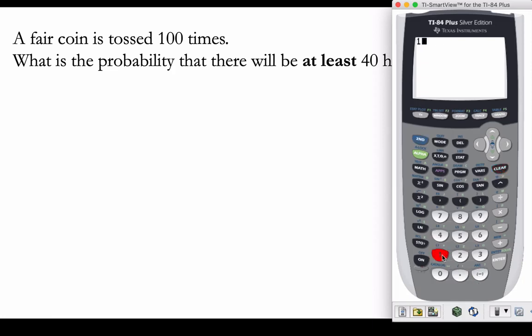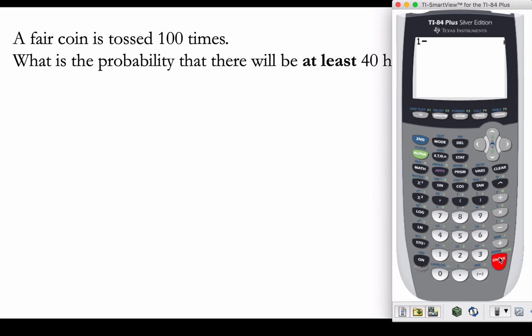But I think I can do it this way. Let me do 1 minus second vars, go in choice B. And here, this time, we're going to look at not 40, but 39. Because what this function will do is give you all the probabilities of getting heads up to 39 heads, but at least includes 40. So it's the other side of that. At least would be 40 all the way up to 100. So 1 minus the probability of getting at most 39 is equal to getting at least 40.